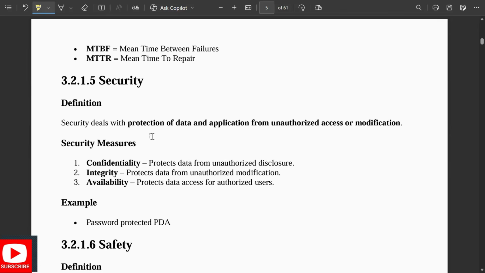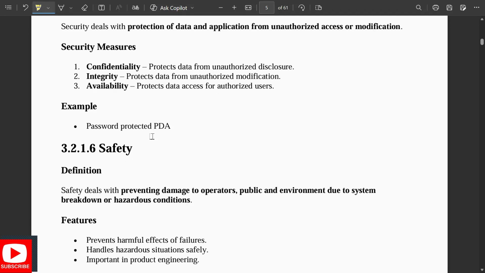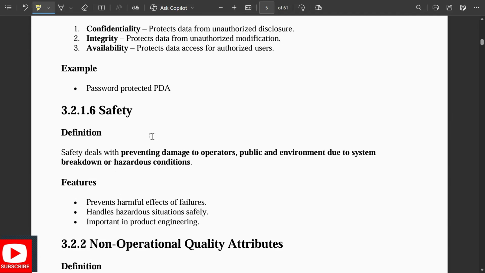Next comes security. Security deals with the protection of the data and application from unauthorized access or modification. It is about confidentiality, that is protecting the data from unauthorized disclosure; then integrity, protecting the data from unauthorized modifications; and availability, which protects the data for access. Example is our password protected PDA.